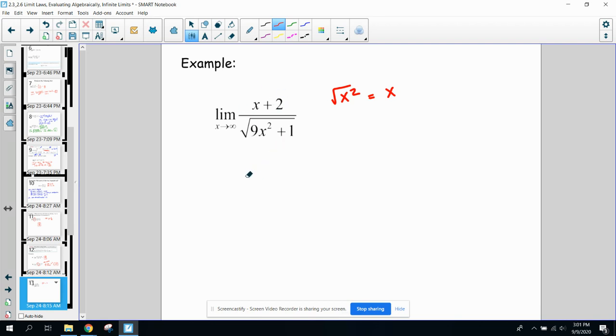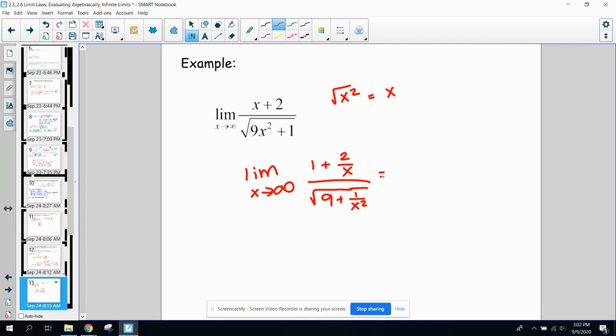So I'm going to say that we got the limit as x approaches infinity. So if I divide this, I get 1. If I divide the 2 by x, I get 2 over x. Now in the bottom, because I have the square root, I'm going to use the square root of x squared. So I'm going to make this the square root of just 9, because I'm going to take 9x squared and divide it by x squared. And then here I have 1 over x squared.